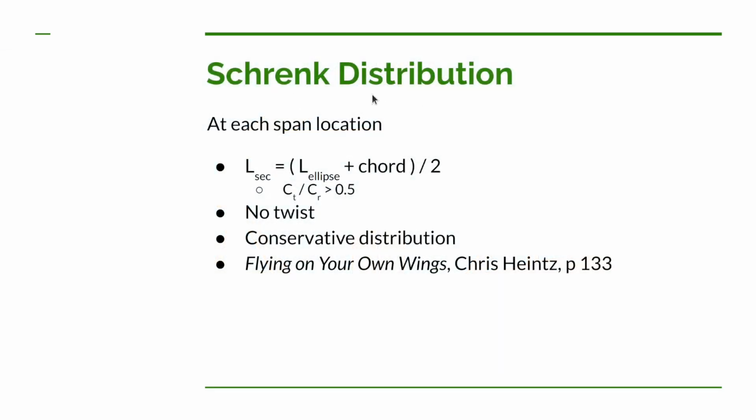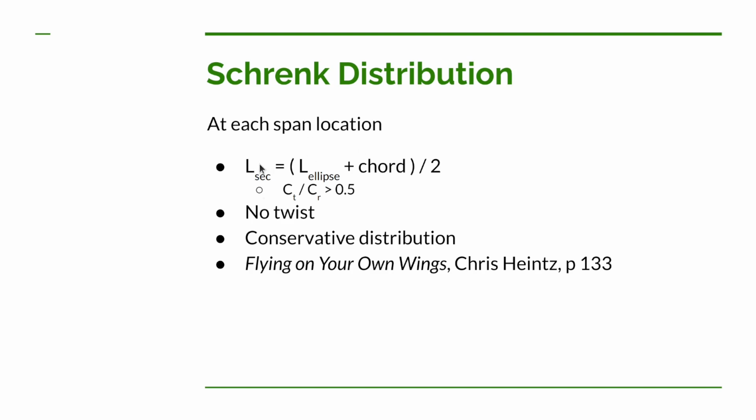So let's continue. The simplified calculation for load distribution that Chris talks about in his book is this one. I'm not even going to try to pronounce the name. I doubt that I can. But this method is really simple to calculate. At each span location along your wing, you can get that lift per unit length, that's what we're talking about here, section lift. You take lift from an elliptical lift distribution. You add a lift distribution that's shaped like the chord, the planform of your wing. You sum those two together, divide by 2. That gives you the average of these, and that will give you the lift at this section.